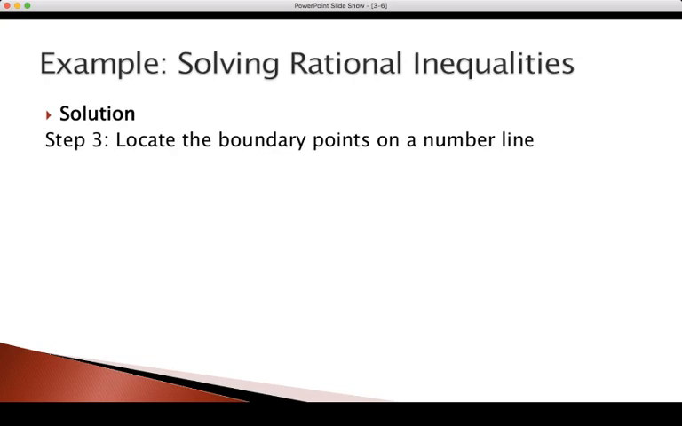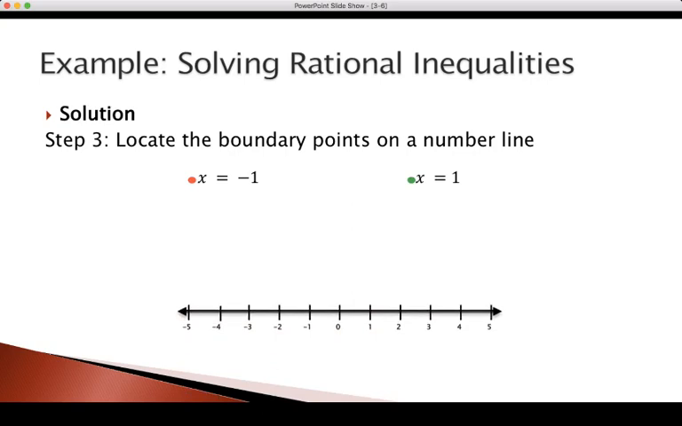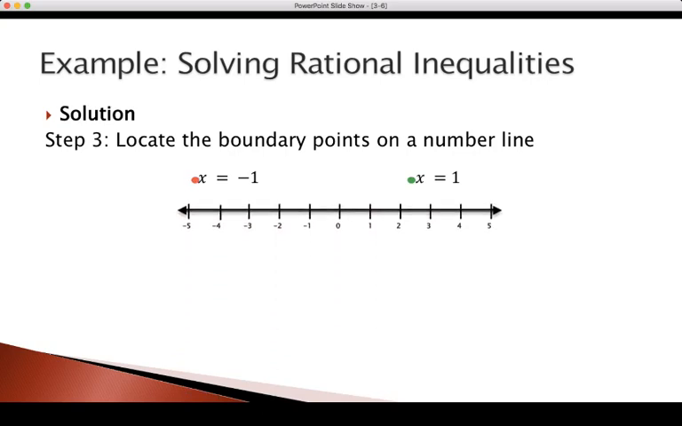Next step, we need to put these boundary points on a number line. So if we recall, our boundary points are negative 1 and 1. So let's put this on a number line. So negative 1 goes there and 1 goes there. Cool. Now we have found them on the number line. Now we need to identify the intervals. The intervals in question are negative infinity to negative 1, negative 1 to 1, and 1 to infinity.